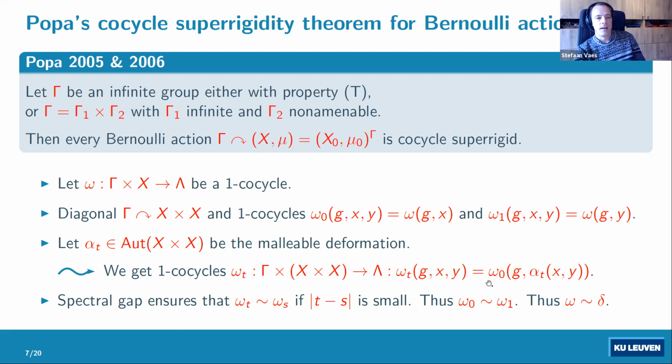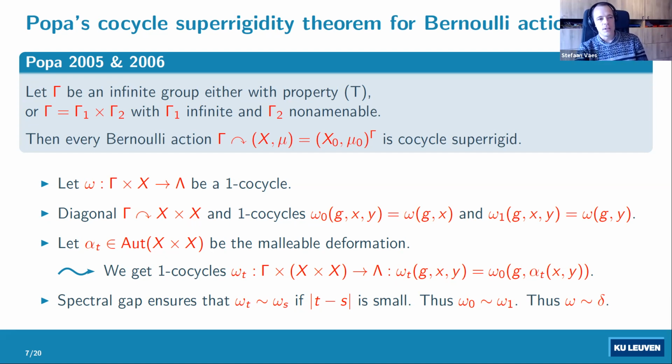And if you look again at the definitions of omega 0 and omega 1, you can kind of believe, but again, there is a theorem to prove, that the only way that these two things can be cohomologous is really because it was essentially independent of the space variable. And that's actually really the conclusion. And therefore, the one cocycle is actually cohomologous to a group homomorphism. So this is the essence of Popa's theorem.